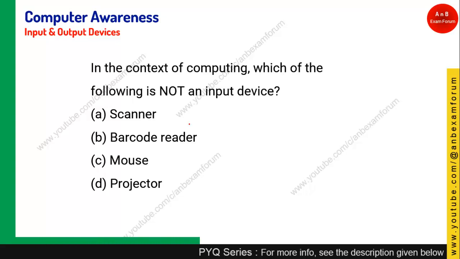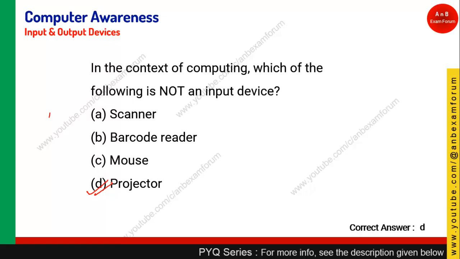Coming to the next question, in the context of computing, which of the following is not an input device? Not an input device means which of the following is an output device? As I told you in the beginning, projector is basically an output device and all other options are input devices. So option D, those who have given it, well and good, they are right.